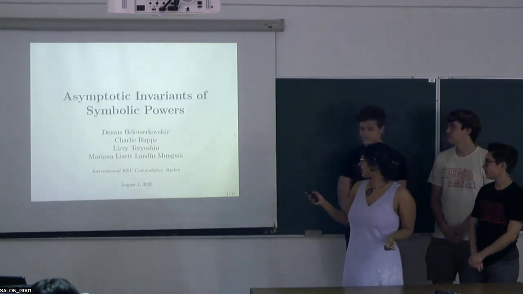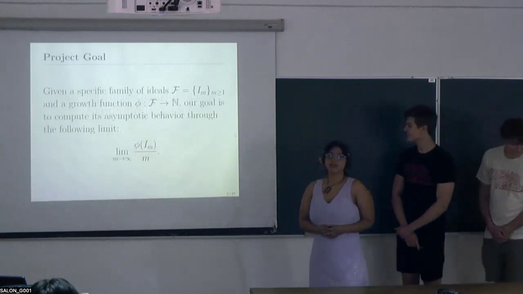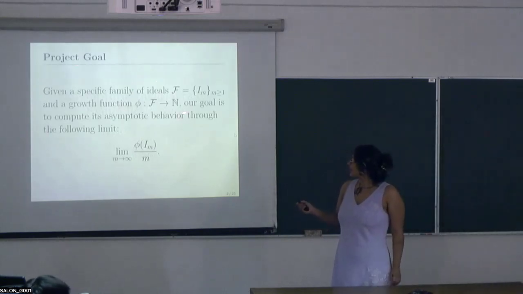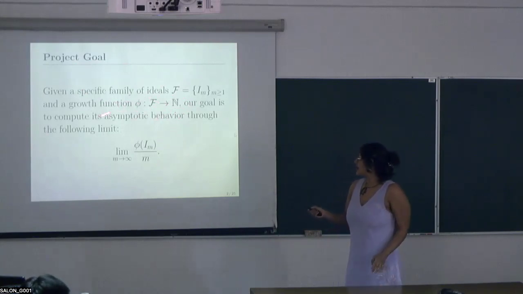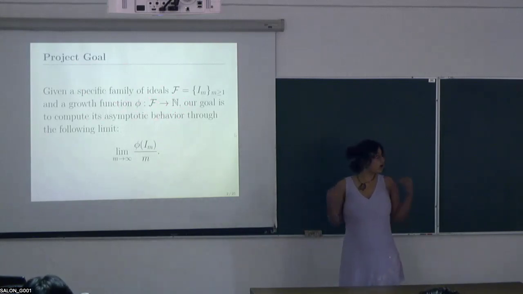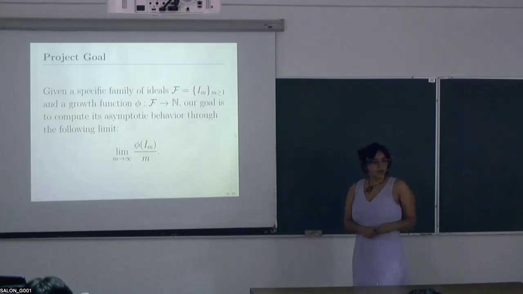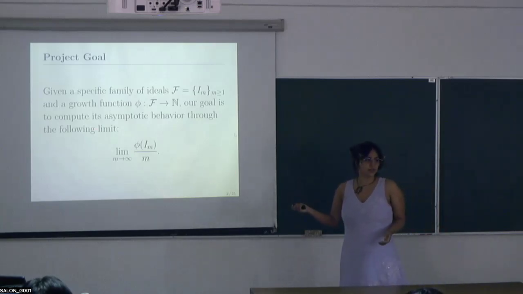So let's go through the math. First of all, I wanted to tell you about our project goal. First, we need to take care of a specific family of ideals and a growth function. So our goal here is to compute its asymptotic behavior through this limit. The families that we care about are binomial ideals, initial ideals related to the binomial ideal, and its symbolic powers, something that I'm going to define a bit later.